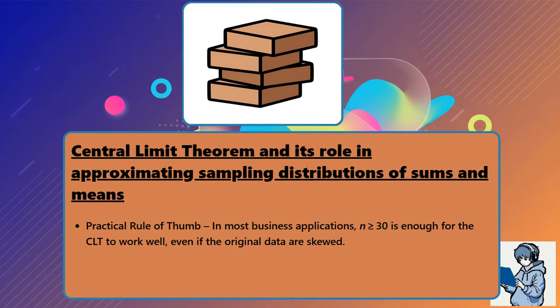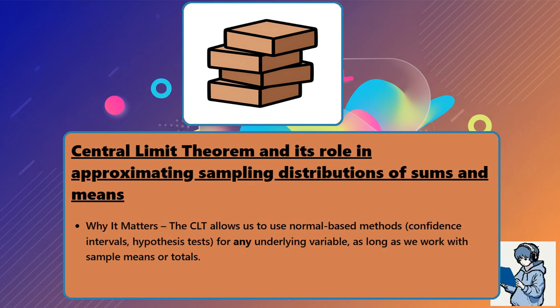Practical rule of thumb. In most business applications, n greater than or equal to 30 is enough for the central limit theorem to work well, even if the original data are skewed. Why it matters: the central limit theorem allows us to use normal-based methods such as confidence intervals and hypothesis tests for any underlying variable, as long as we work with sample means or totals.